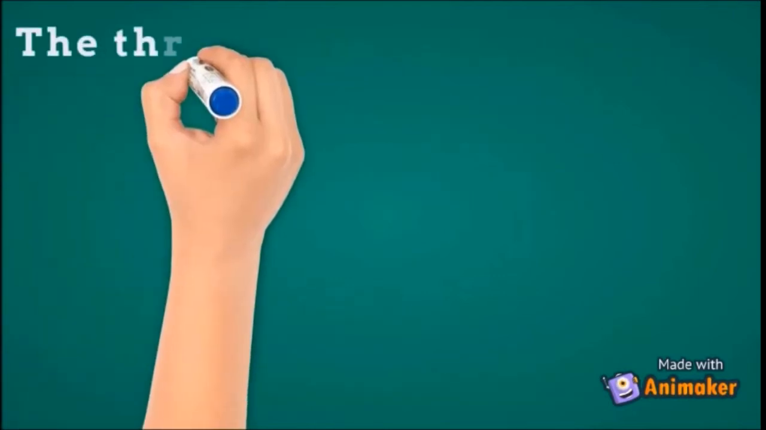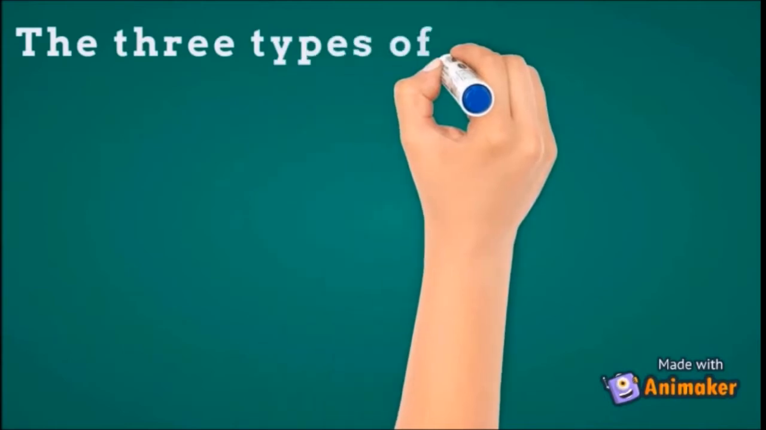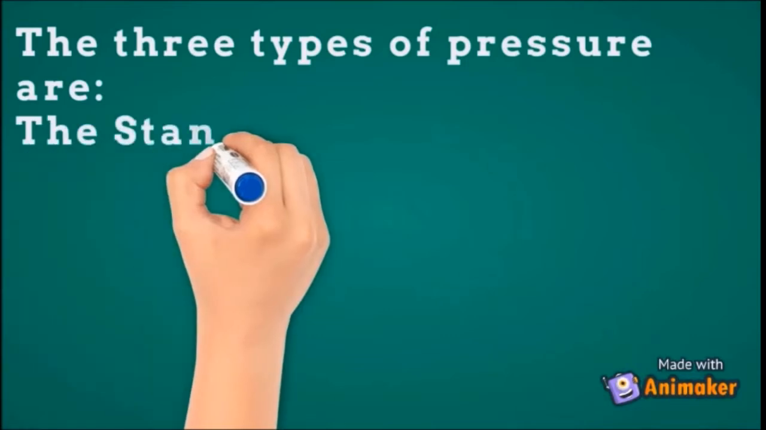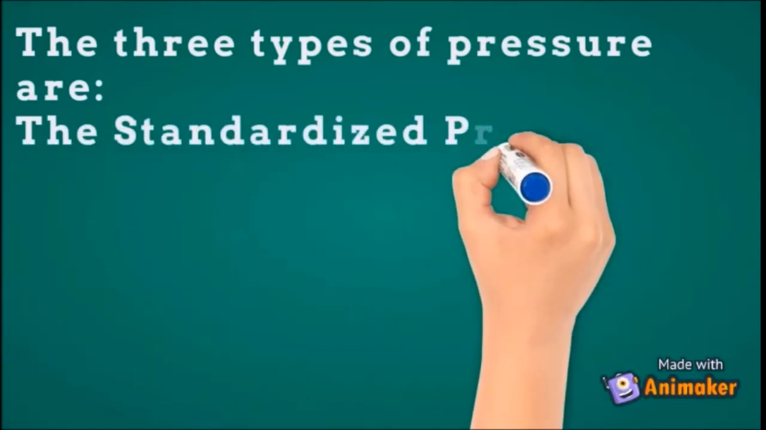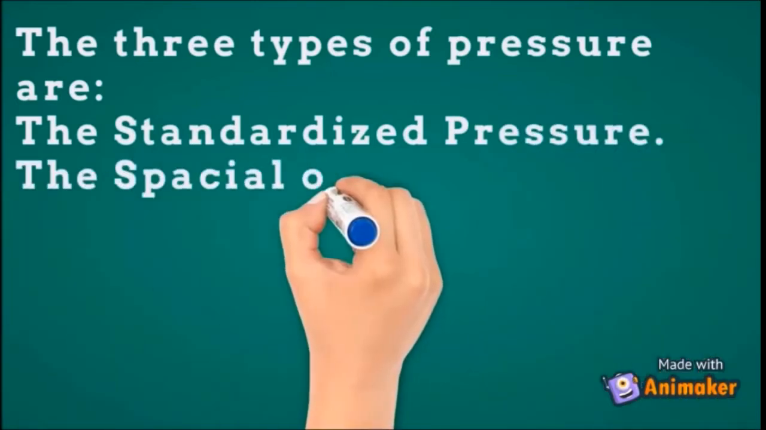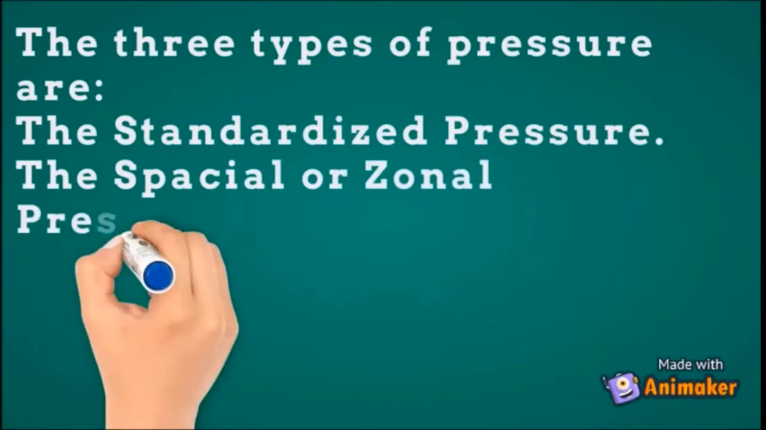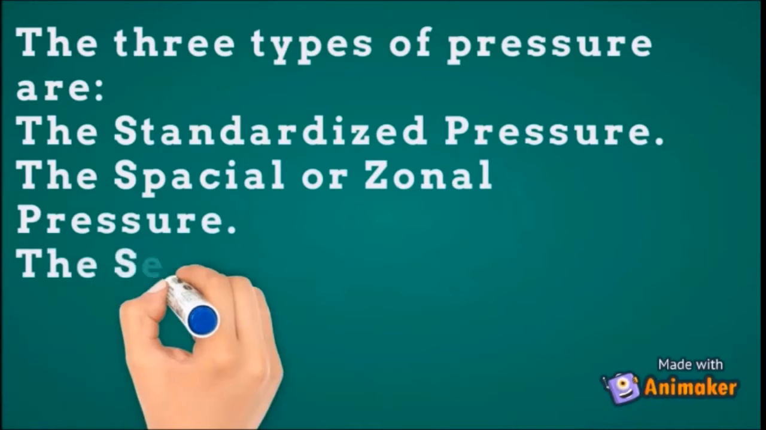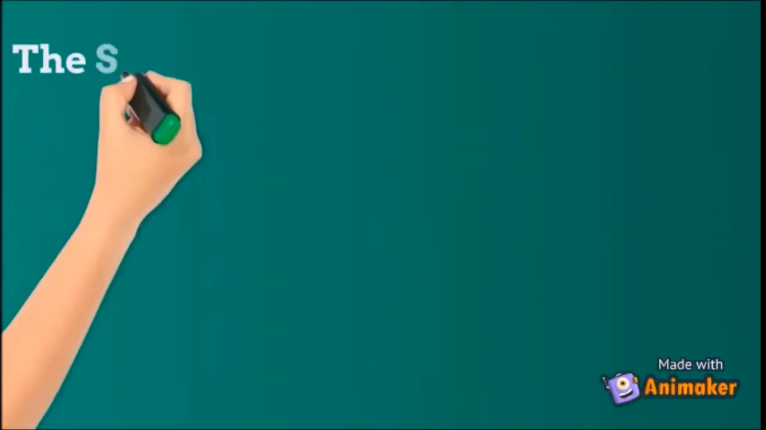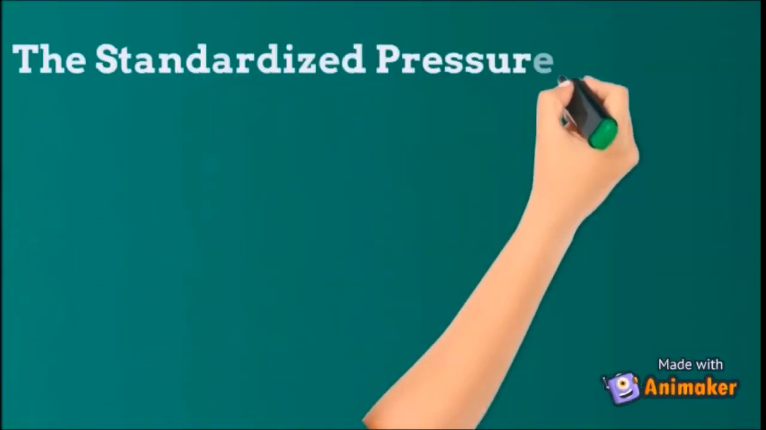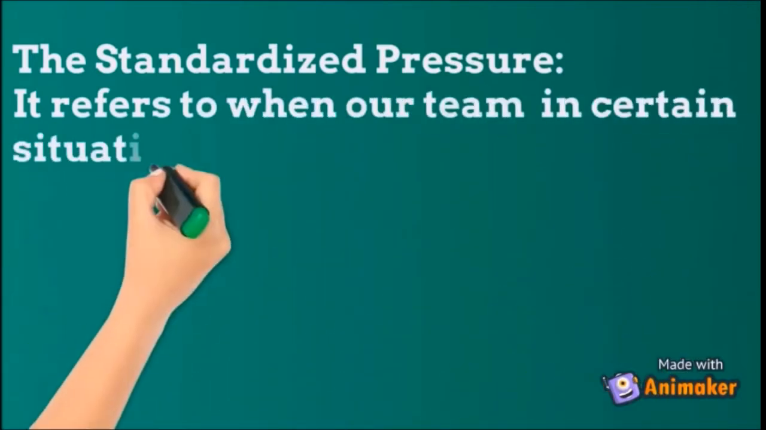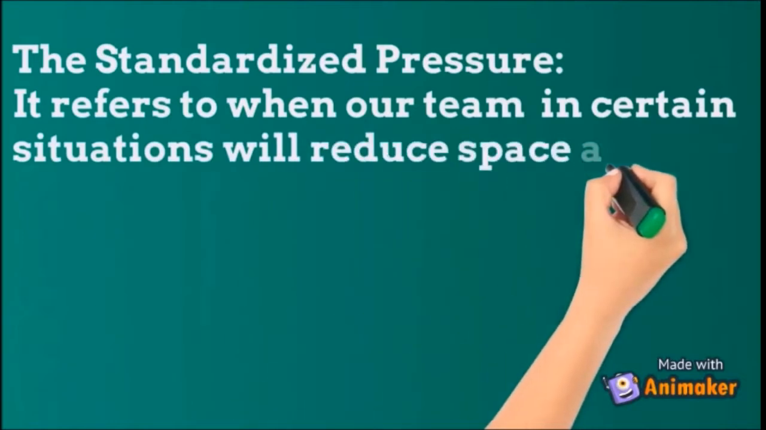So, the first one, as I just mentioned, the three types of pressure that we're going to talk about. The first one is a standardized pressure. Standardized refers to when, in certain situations, our team is always going to reduce space, move forward, to make the operating space smaller. Then we have the spatial or zonal pressure, which is classically known as pressing. And the selective pressure refers to when we're going to press a certain player.